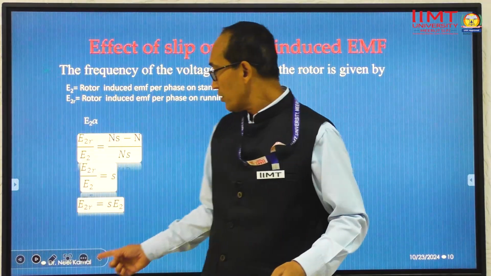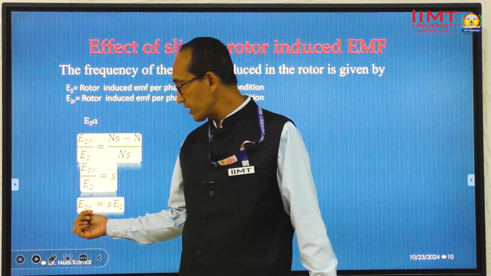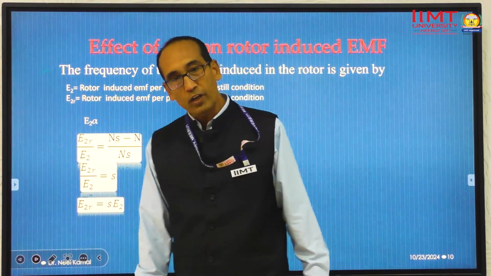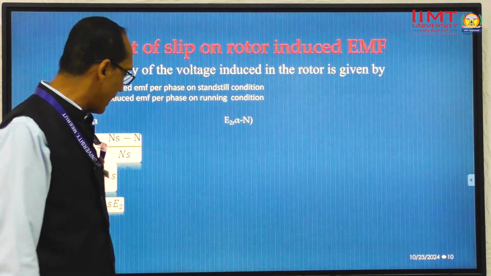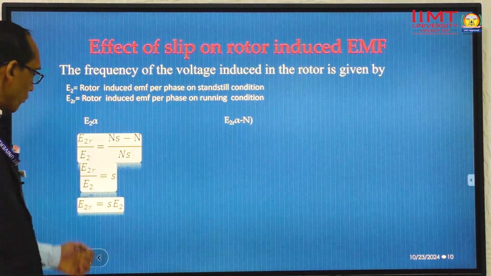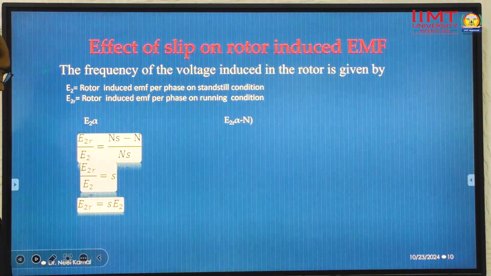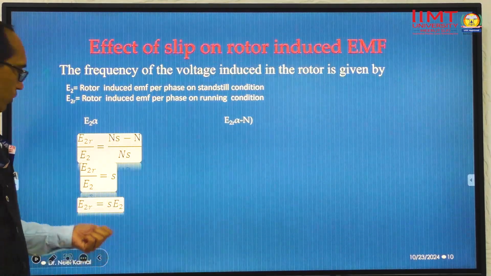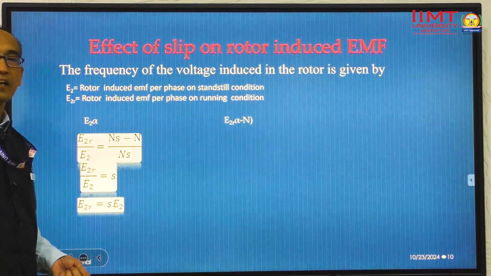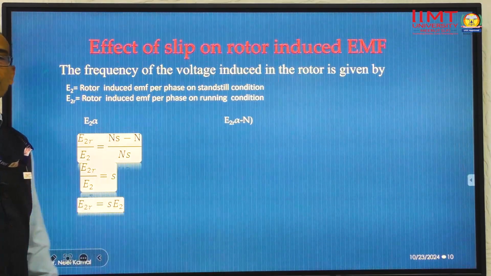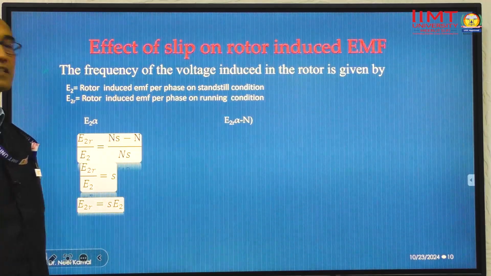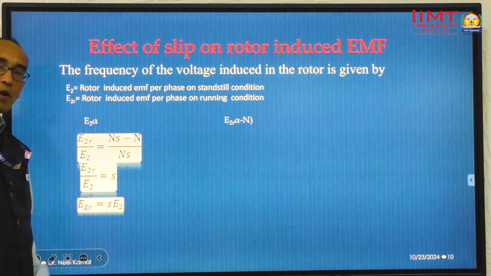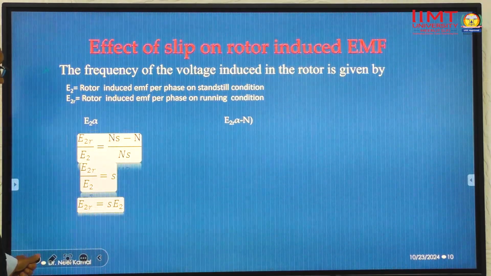This is the induced EMF for rotor side and is equal to S into E2, where E2 is the rotor induced EMF at standstill and S is the slip. So we have such type of derivation for running condition, and this is the relation between running condition and the standstill condition. E2 is the induced EMF of rotor at standstill condition, and E2R is the induced EMF at running condition.